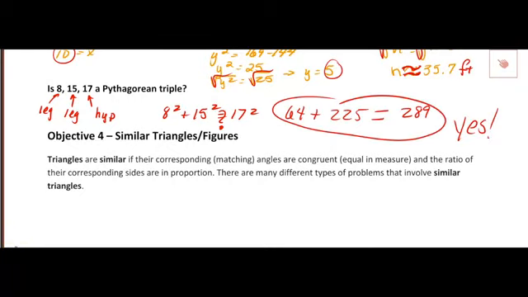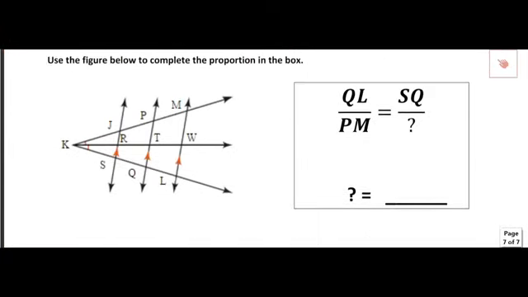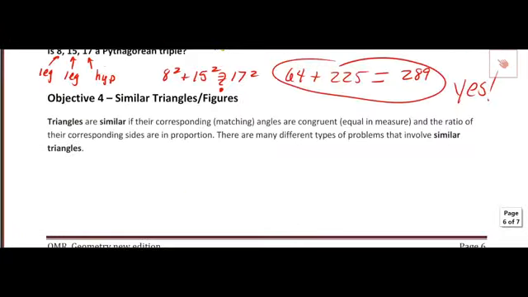So did you figure out that it is indeed a Pythagorean triple? 8 squared plus 15 squared is indeed equal to 17 squared. So that is a Pythagorean triple. Finally, the last thing we're going to work on is similar triangles, I believe. Yep, similar figures, similar triangles.